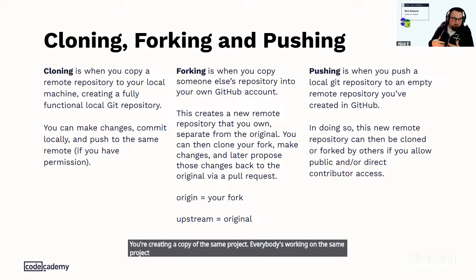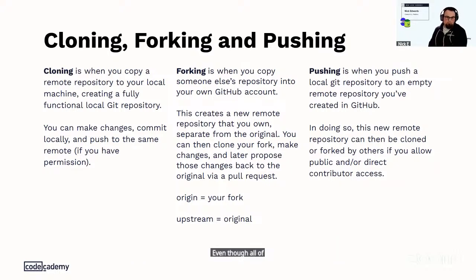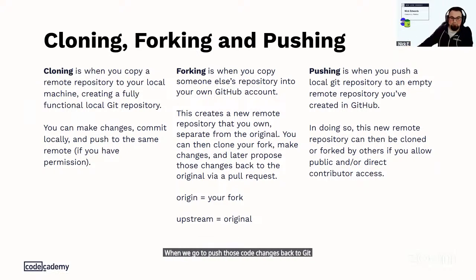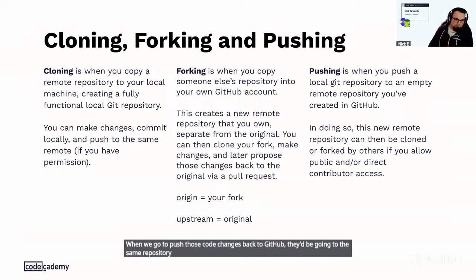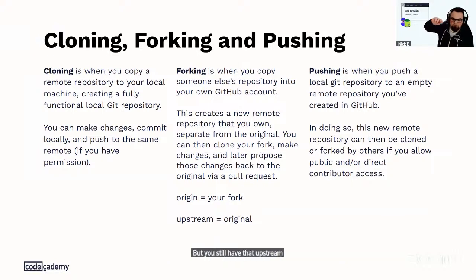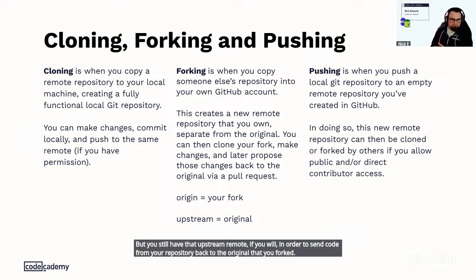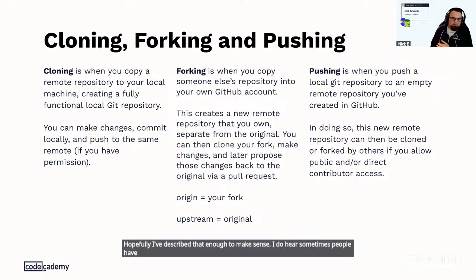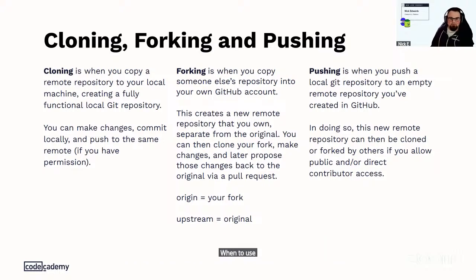If everybody on this call cloned the same remote repository, even though all of us would be working within our local repository on our own machine, when we go to push those code changes back to GitHub, they'd be going to the same repository. Whereas when you fork a repository, you're creating your own distinct copy of it, but you still have that upstream remote, if you will, in order to send code from your repository back to the original that you forked. Hopefully I've described that enough to make sense. I do hear sometimes people have questions on differences between the two, and when to use one or the other. So hopefully that clears things up a little bit.